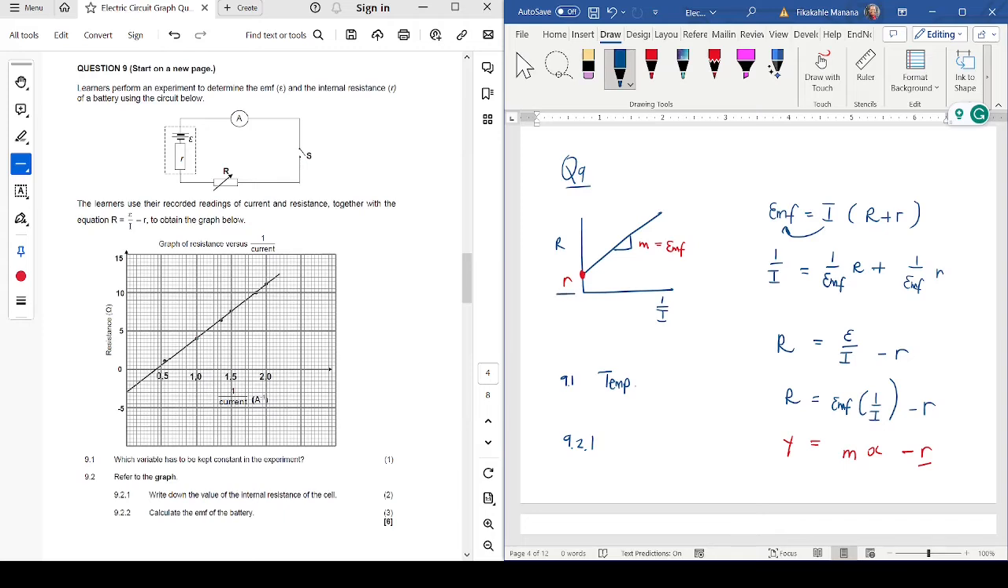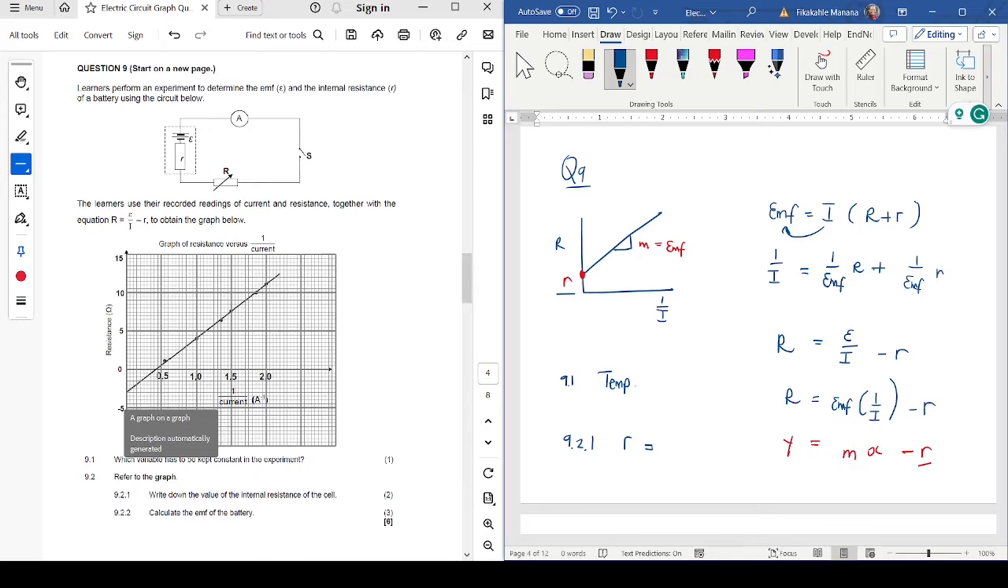We're basically going to look at the y-intercept. And at the y-intercept, if I have -5 over there, -4, -3, -2, -1, I'm going to get it to be -3. Okay, internal resistance. I'm expecting it to be a negative.